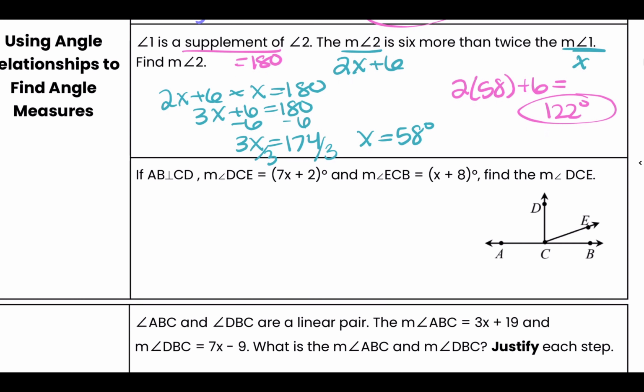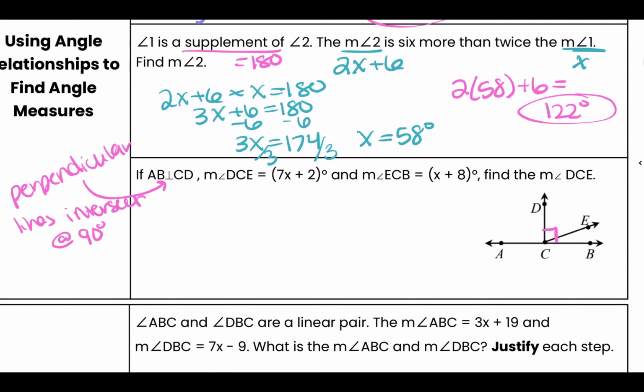If AB is perpendicular to CD, so this means perpendicular, the upside down T, and that means the lines intersect at 90 degrees. So we have a right angle in our picture.